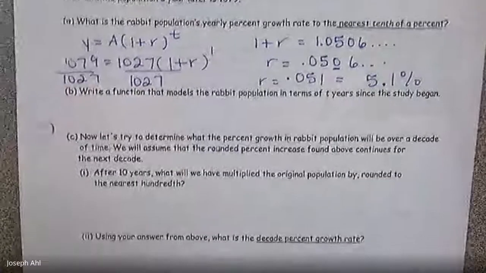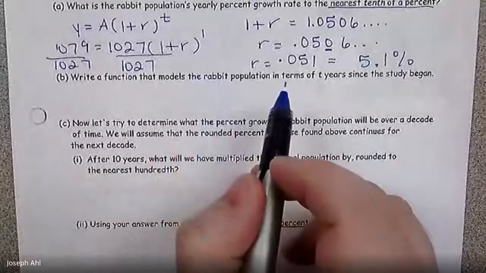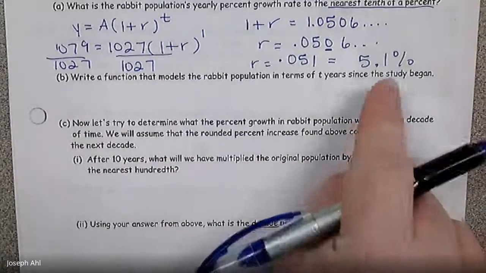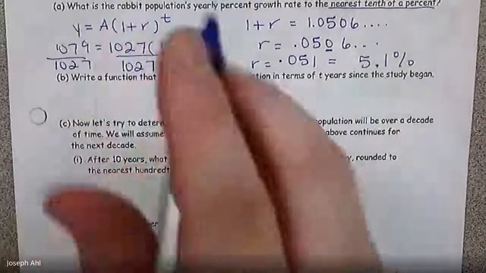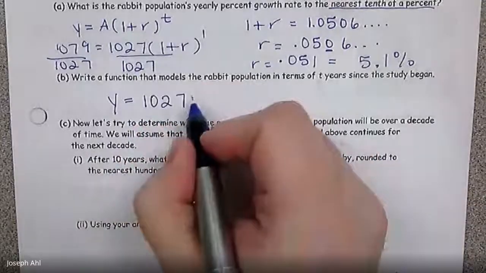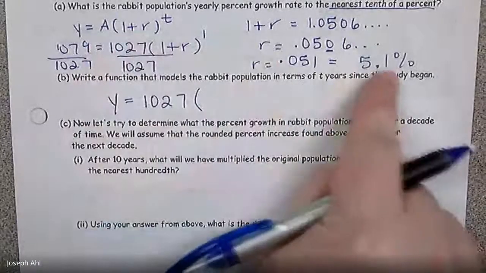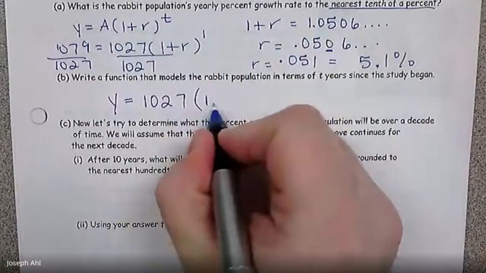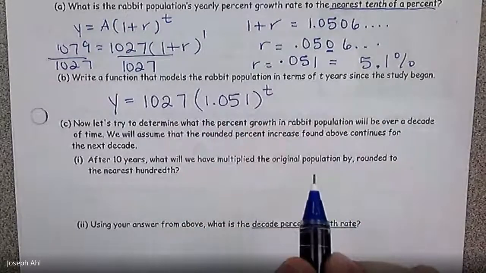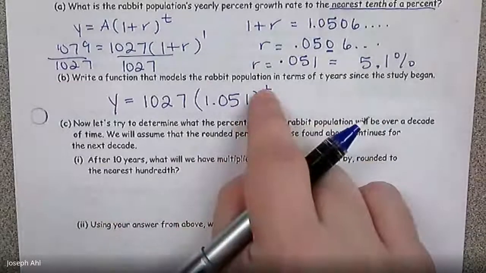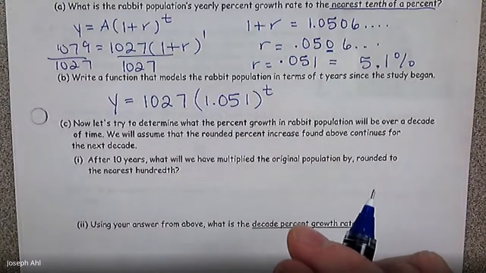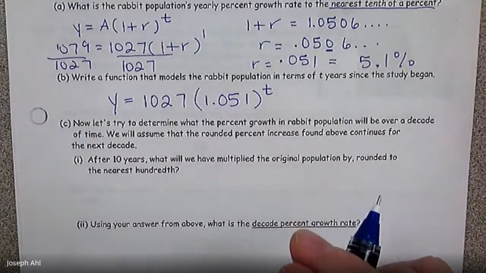So from there, what we want to be able to do is write a function that models the rabbit population in terms of t years since the study began. Okay, so if the rate of growth is 5.1%, I can come back to the original equation and say y equals the initial amount of 1,027, and then 1 plus this rate, we actually had it up here already, is 1.05, I'll stop at the 1 this time, to the t. So now for any given number of years later, we can go ahead and calculate what the rabbit population is in any given year. Okay.